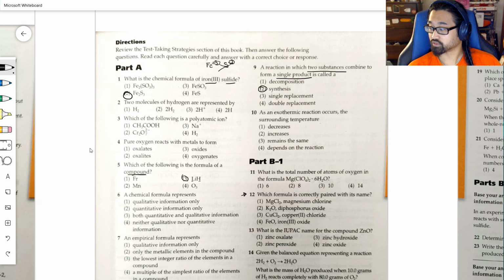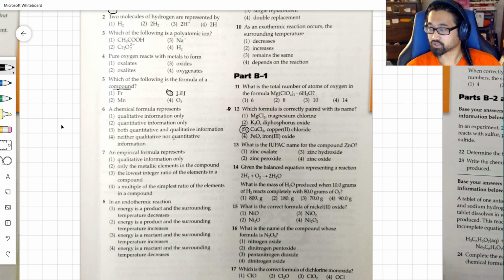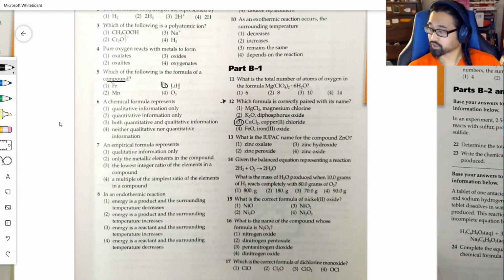Number 12. I've given you this question before, 100%, on at least one quiz, maybe 2. Maybe a quiz and a test. Oh, there we go. All right, it wasn't moving. Number 13, what is the IUPAC? Remember, if you see IUPAC, you can kind of just not worry about it. What is the name for this thing? It is zinc oxide.